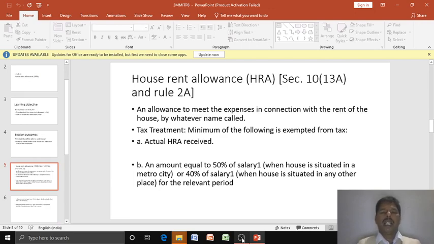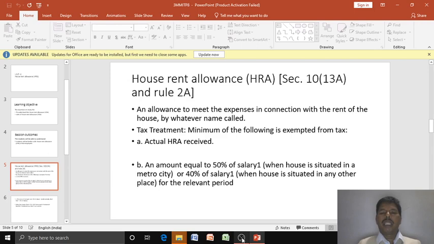The rules relating to the house rent allowance are stated under section 10, subsection 13A and rule 2A of Income Tax Act. It is an allowance. Now, as far as meaning is concerned, house rent allowance is an allowance to meet the expenses in connection with the rent of the house by whatever name called. That is, the allowance given by the employer to the employee to meet the cost of rent of the house.